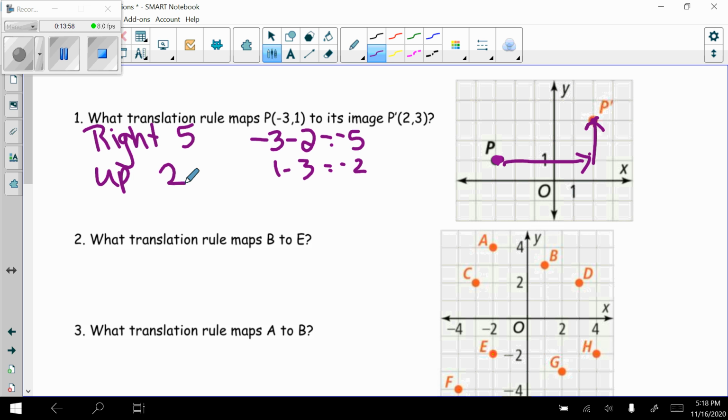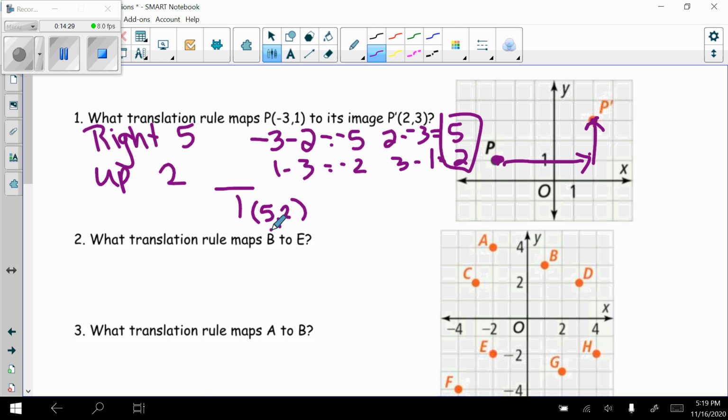Or I could have gone the other direction. I could have said 2 minus -3 gets me 5. 3 minus 1 gets me 2. So then I'm already positive. So the translation rule, since it's the translation, capital T, and then I'm going 5 and 2. So that tells me that I start at P. Since it's +5, I go right 5, +2, up 2.